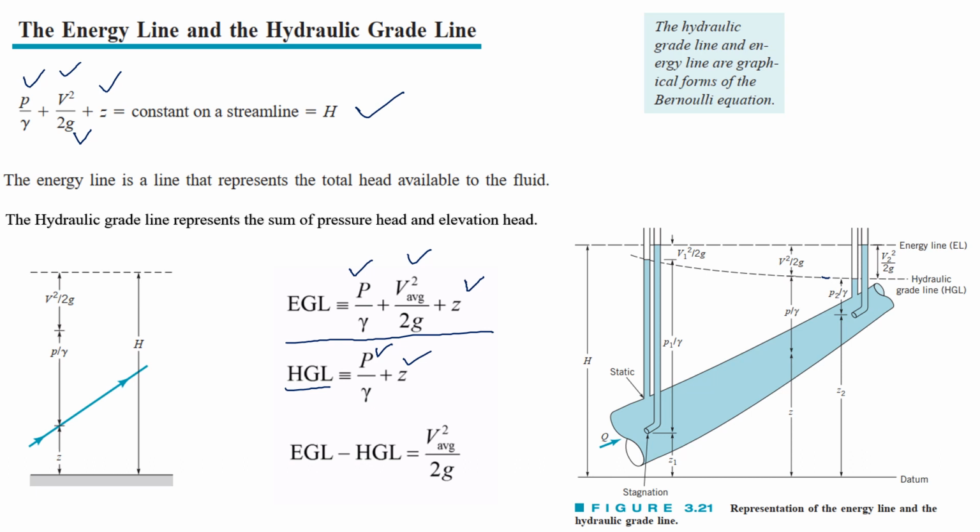So this was basically the energy, and the hydraulic grade lines are basically the graphical representation of our Bernoulli equation, and by subtracting the hydraulic grade line from our energy grade line, what we will get is our velocity head. So now let's see another example.